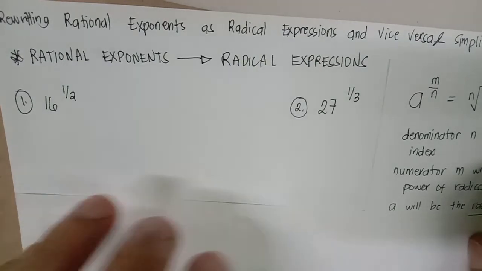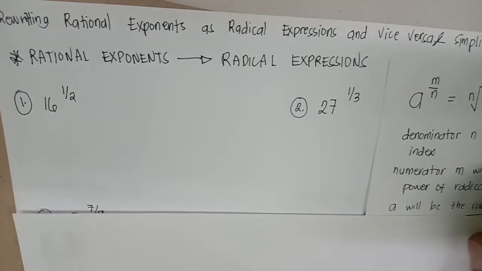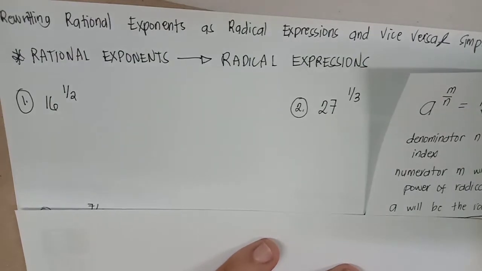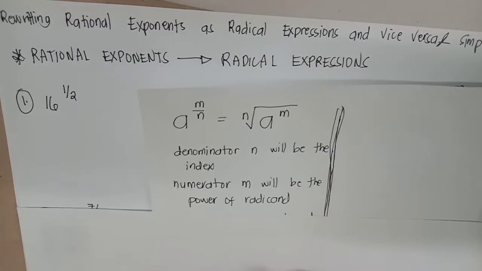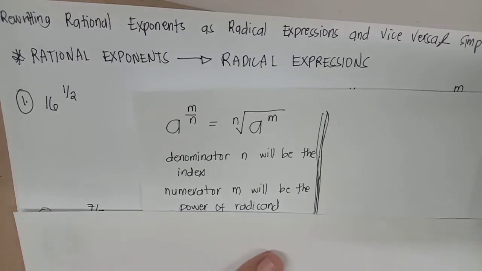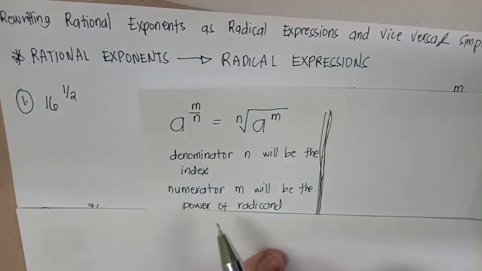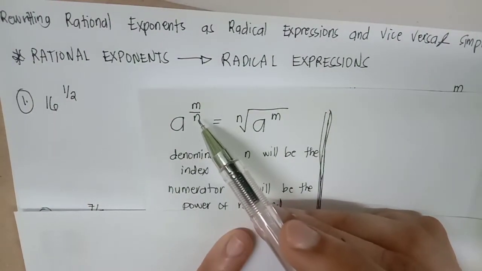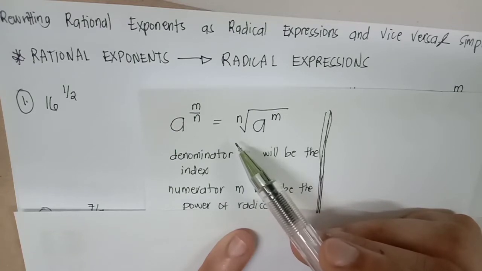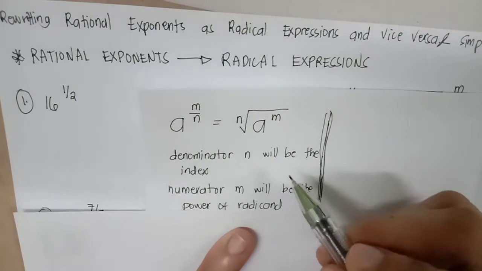Alright, so we have this as an example, which is 16 raised to 1/2 and 27 raised to 1/3. But before that, dapat malaman ninyo na meron po tayong format na ipapalo para po mai-convert natin siya into radical expression. So we have this one, which is a raised to m over n equals to, pag kinonvert na po natin siya into radical expression, magiging ganito po yung position niya.